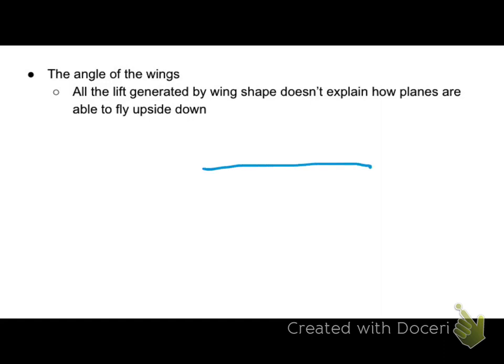Well, if we turn the shape of the wing upside down so that now the flat is on the top and the curve is on the bottom when the plane is flying, then any lift we're generating from the shape of the wing is all pointing in the downward direction, which would mean that it would be impossible for a plane to fly upside down, which means that these cannot be the only sources of lift, right?